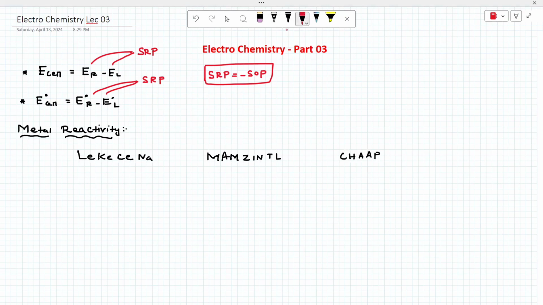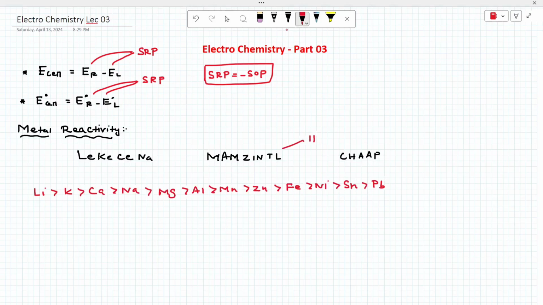CHAAP. Now L for lithium, the most reactive metal. Li for lithium, K potassium, Ca calcium, Na sodium. Mg magnesium, Al aluminium, Mn manganese, Zn zinc, Fe iron, Ni nickel, Sn tin, Pb lead. Between these two, hydrogen came.